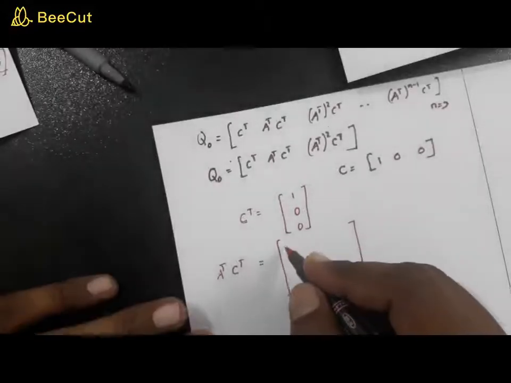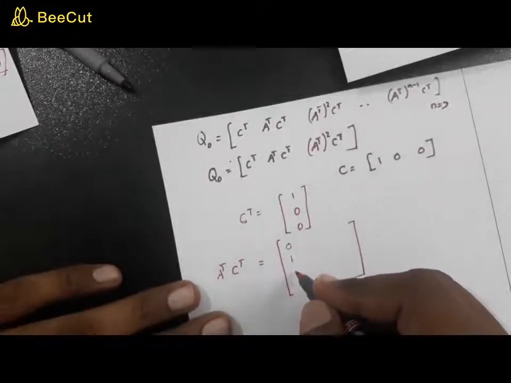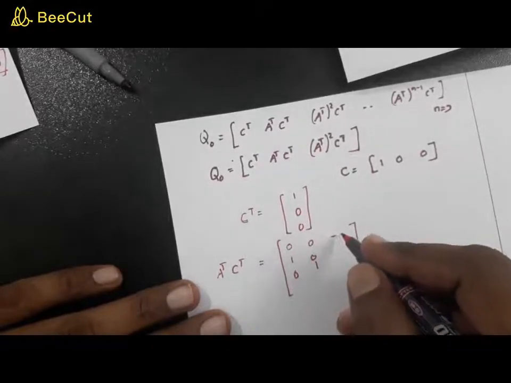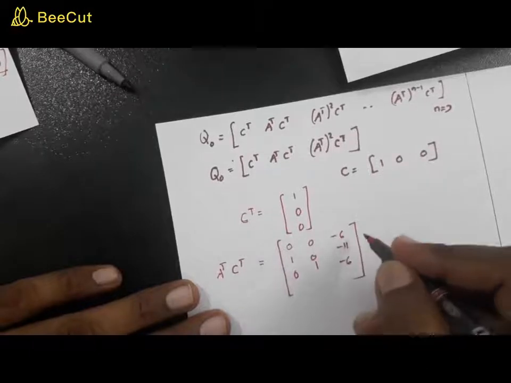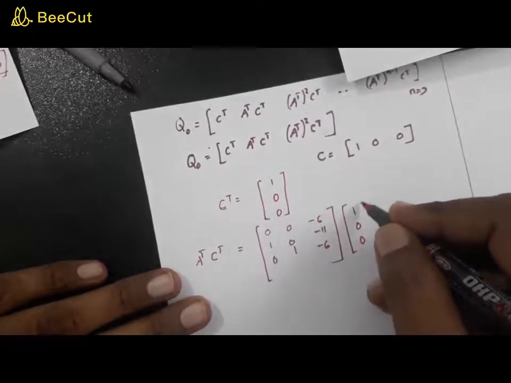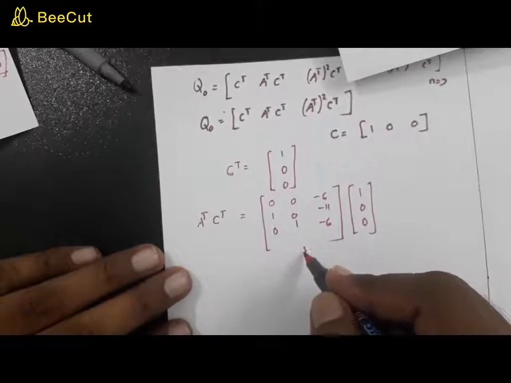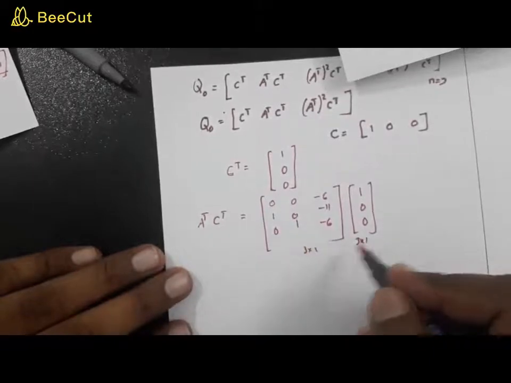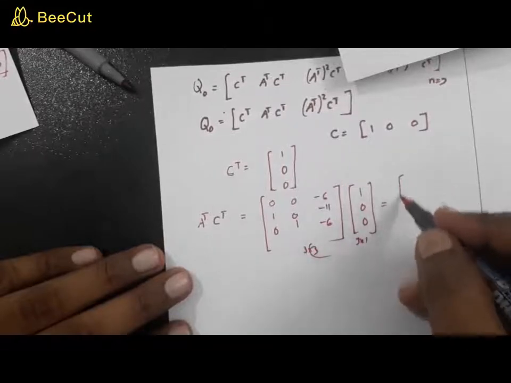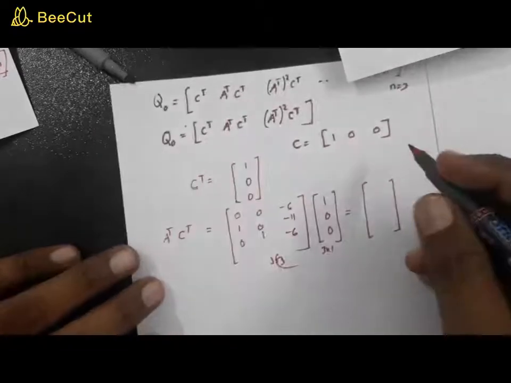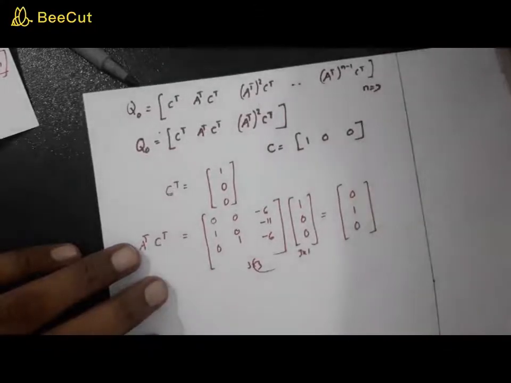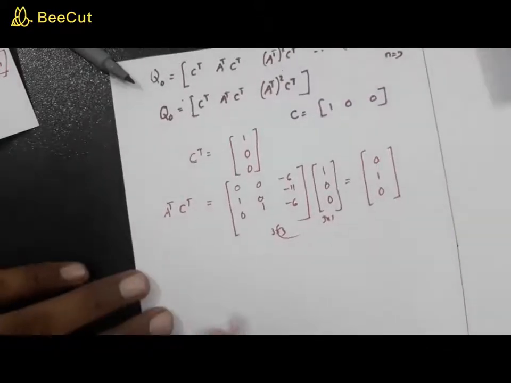So that means it becomes 0, 1, 0, 0, 0, 1, and minus 6, minus 11, minus 6, into, what is the C transpose? C transpose is 1, 0, 0. Now this is a 3 into 3 matrix, so this is multipliable, resulting in a 3 into 1 matrix. That means a column matrix. So the answer is going to be 0, 1, 0. Again, I recommend that you do it by yourself anyway.